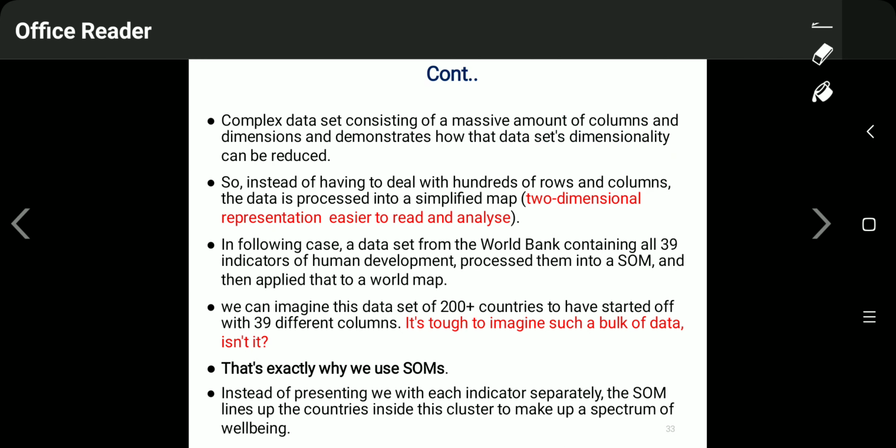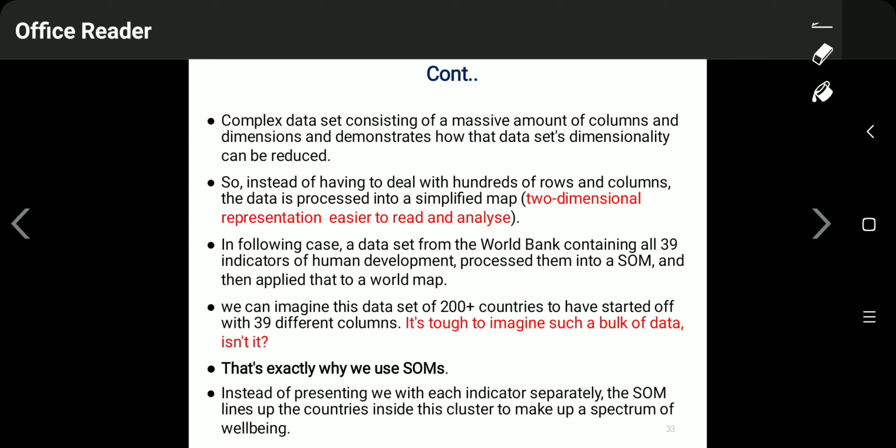Now just see here, the complex data set consisting of a massive number of columns and dimensions, and we demonstrate how the data set's dimensionality can be reduced. So instead of dealing with hundreds of rows and columns, the data is processed into a simplified map, that is the two-dimensional representation, the SOM map, self-organization map, which is easier to read and analyze. In the following case, the data set from the World Bank containing 39 indicators of human development was processed into a self-organization map and then applied to a world map.